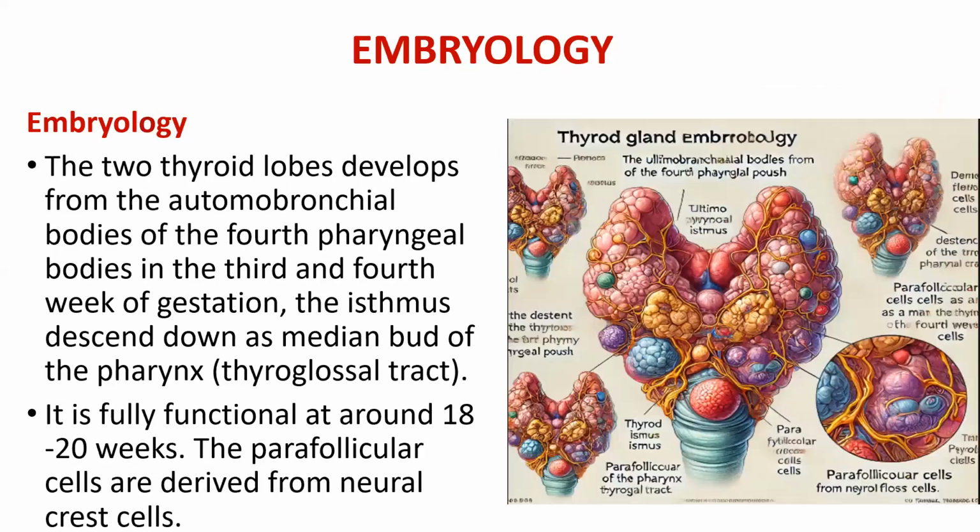So embryologically, the two thyroid lobes develop from endodermal bodies of the pharyngeal arches during the first weeks of gestational age, but it fully functions at around 18 to 20 weeks. These parafollicular cells are usually derived from the neural crest.